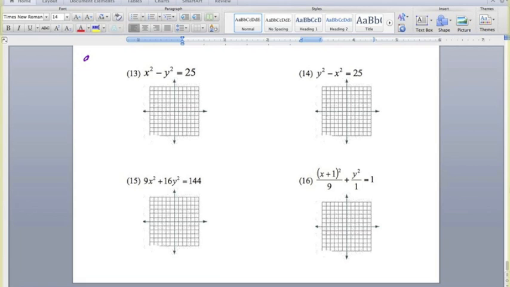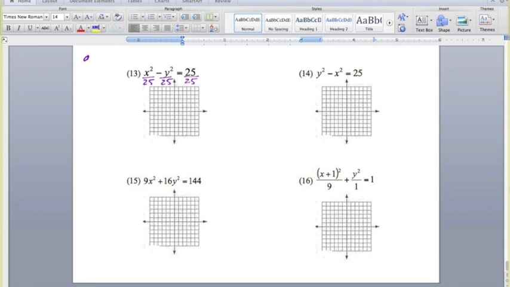What is 13? A hyperbola. How can we tell? The subtraction. So since we're subtracting, this has to be a hyperbola. It's not in standard form, though. For standard form, ellipses and hyperbolas need to be equal to 1. So we need to begin this problem by dividing everything by 25.